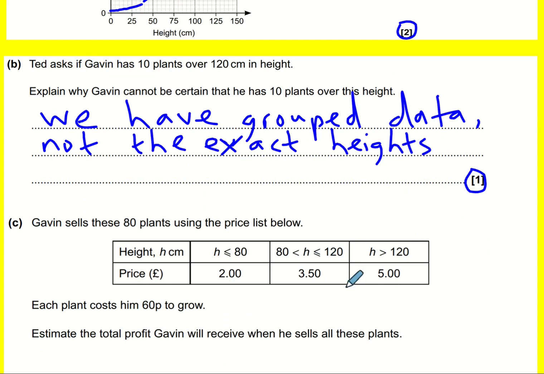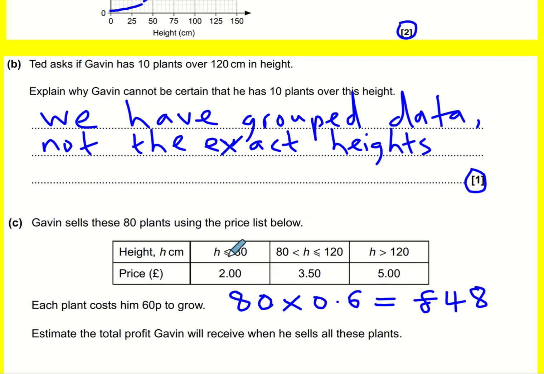Gavin sells these 80 plants using the price list below. So any that are less than or equal to 80 for £2 and so on. So how are we going to deal with this? Oh, each plant costs him 60p to grow. So first of all, we know we've got 80 plants, and each costs 0.6 pounds. That's going to cost him 80 times 0.6, which is 8 times 6. It's going to cost him £48 to grow.